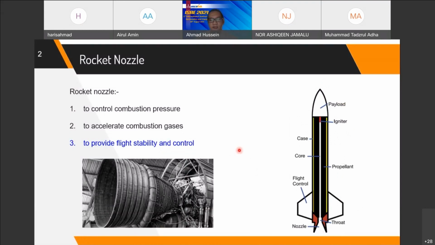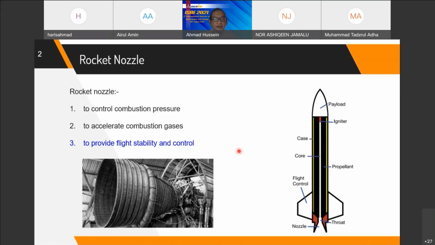Basically, the rocket nozzle has three major roles. First is to control the combustion pressure through the adjustment of the throat size. Basically, we have to determine what pressure is required to gain a certain thrust. And the second function of the nozzle is to accelerate the combustion gases through the diverging section of the nozzle. So it is very crucial to ensure that the gas flows through the throat at sonic flow, so that it can be further accelerated to a supersonic condition at the diverging part of the nozzle.